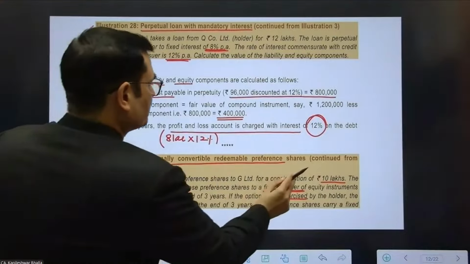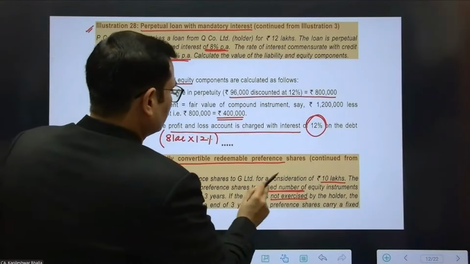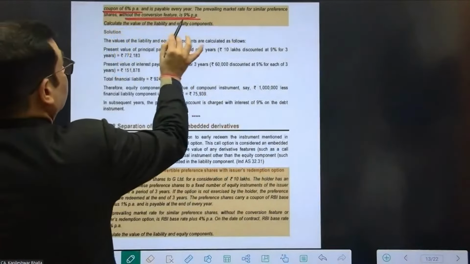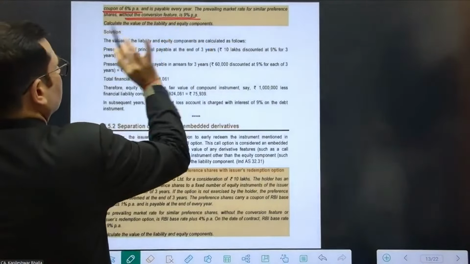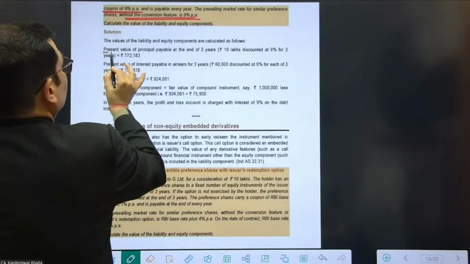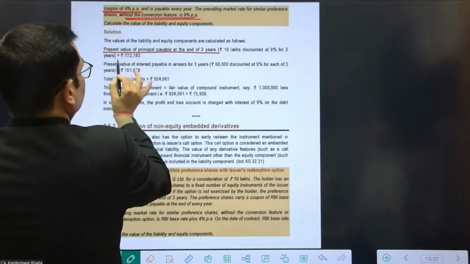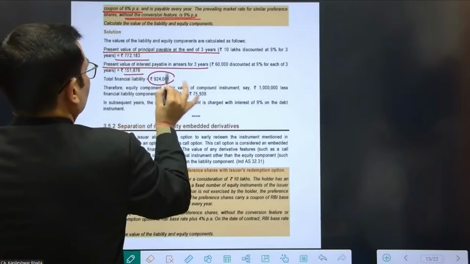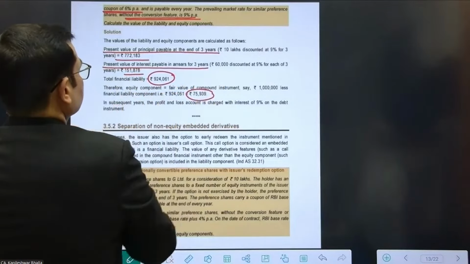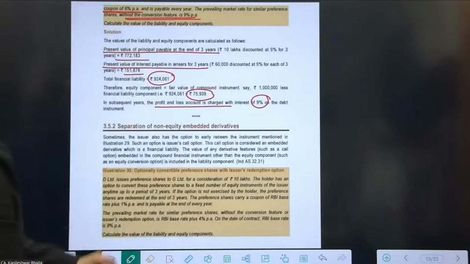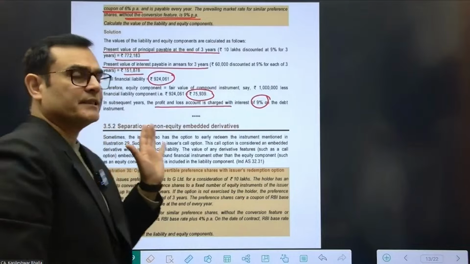In this case, the consideration is 10 lakhs and there is an option to convert to a fixed number of shares. The preference shares carry a fixed dividend, a fixed coupon rate of 6%, and the conversion is at 9. Now we can just see the treatments given. We've taken the present value of the principal at the end of the third year, that's 1. The present value of the interest, that's 2. So we get the total financial liability, and the balancing figure is equity. In the subsequent years, the P&L is taken at the rate of 9%. I think I've given you the entire details as well.